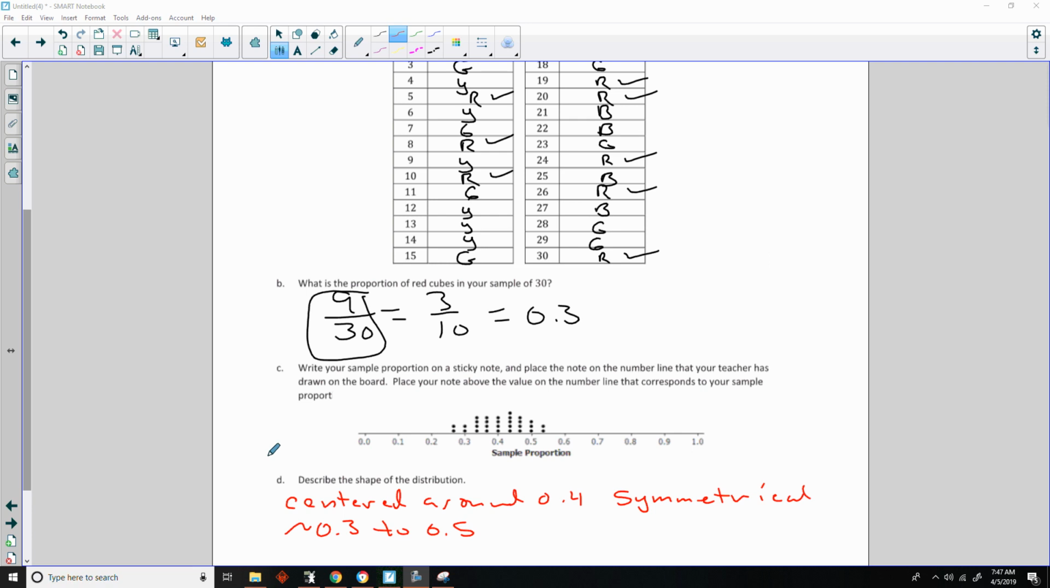Okay, so bringing this in, this is what it looks like. This wouldn't really happen, or this is probably what would happen if we did this in a classroom setting. This is just a sample, or an example. Describe the shape. It's centered around 0.4. It's symmetrical or mound-shaped, and it goes from about 0.3 to 0.5.